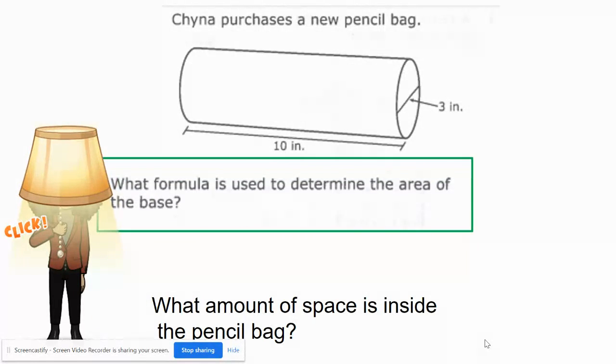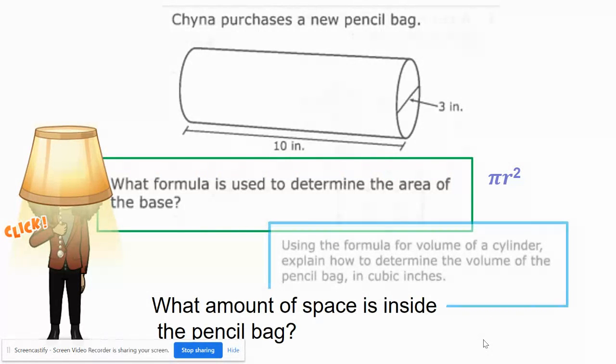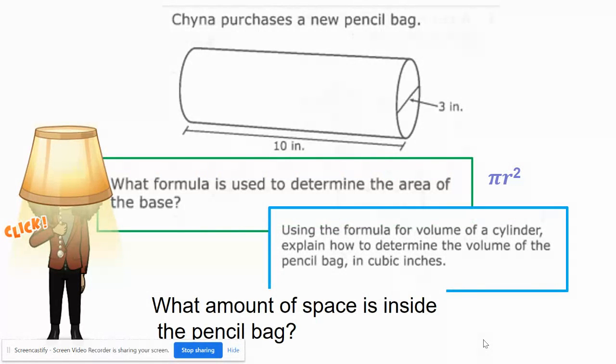So, what formula is used to determine the area of the base? I first have to determine what shape is the base. And since we're still talking about a cylinder, we know it's circular. So to find the area of a circle, I'm going to use pi r squared. Using the formula for volume of a cylinder, explain how to determine the volume of the pencil bag in cubic inches. And then I need to show my work.